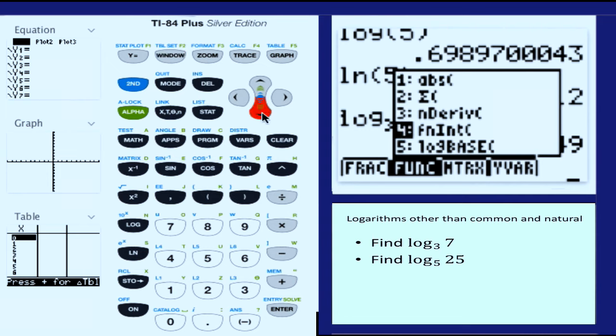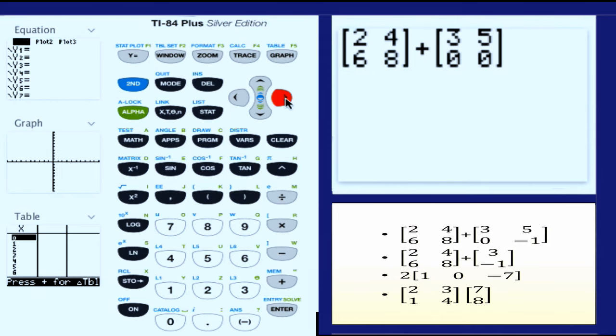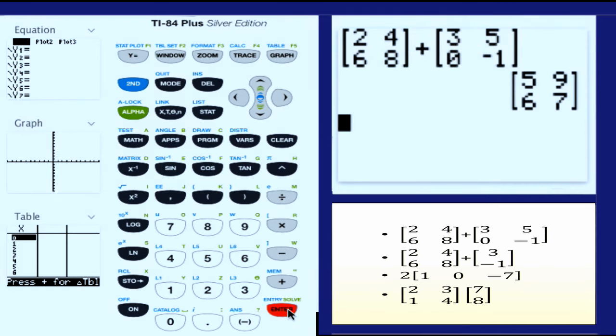So we're just going to scroll to the right to get out from that. So I had to press the right button twice. And then -1. The negative is down at the bottom of the screen. And then a 1. We're going to scroll to the right. And then we're going to press enter. And our answer is also going to be a 2 by 2 matrices, 5, 9, 6, 7.